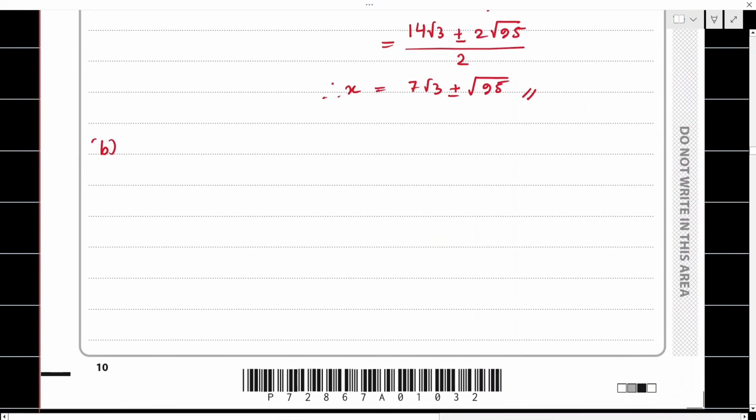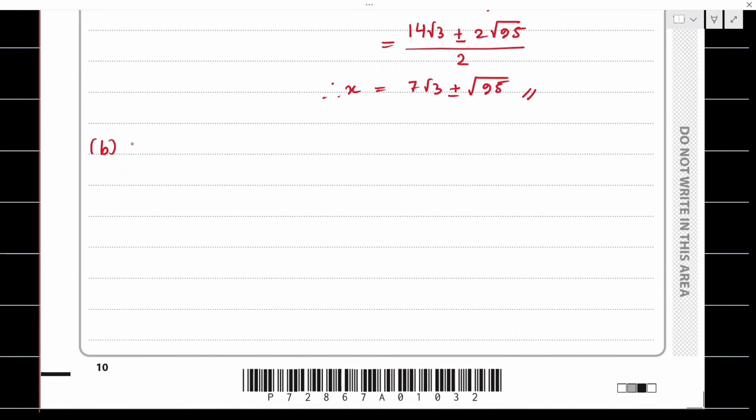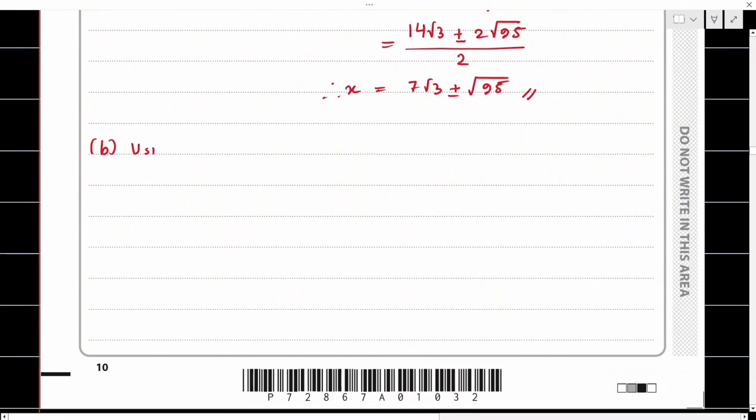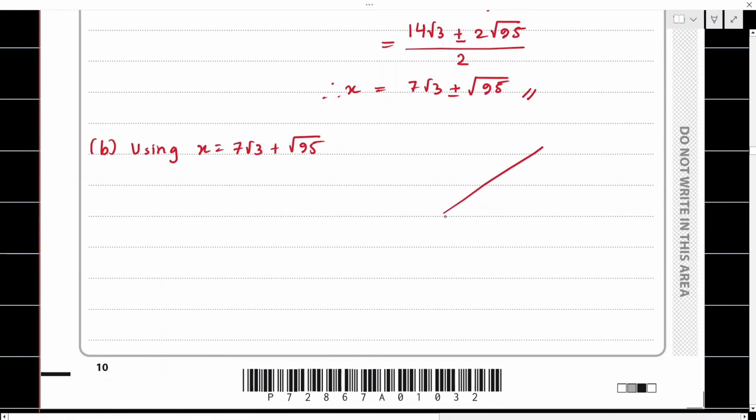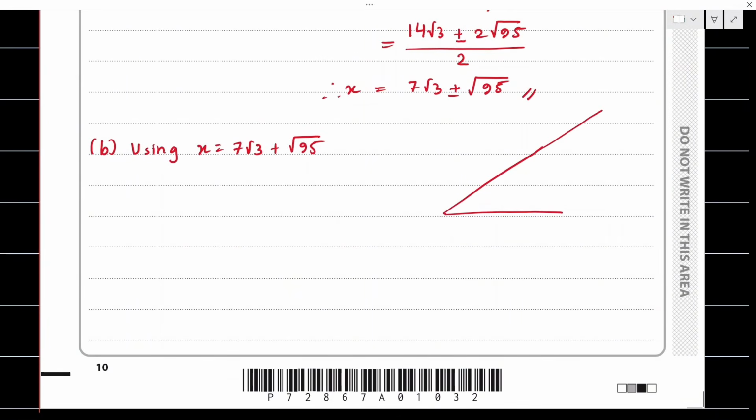So for part B, I have to calculate the area for one x, then I have to calculate the area again for another one. I can say that using x equals 7 root 3 plus root 95. If I use this value of x and then I try to find the area in our triangle, if x is equal to this value, so our triangle becomes like this.